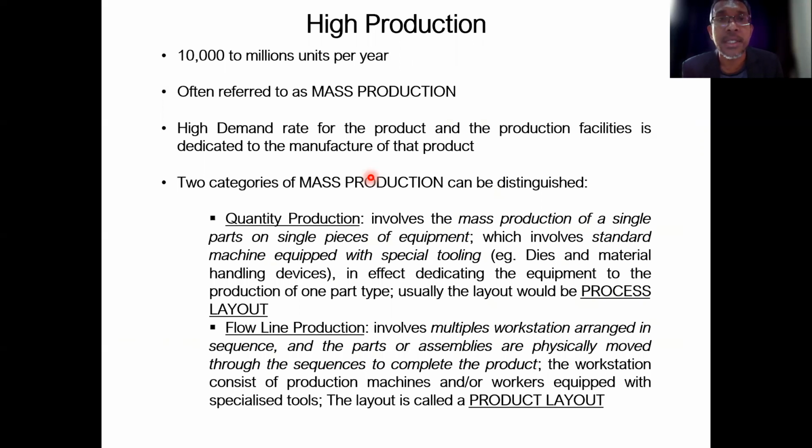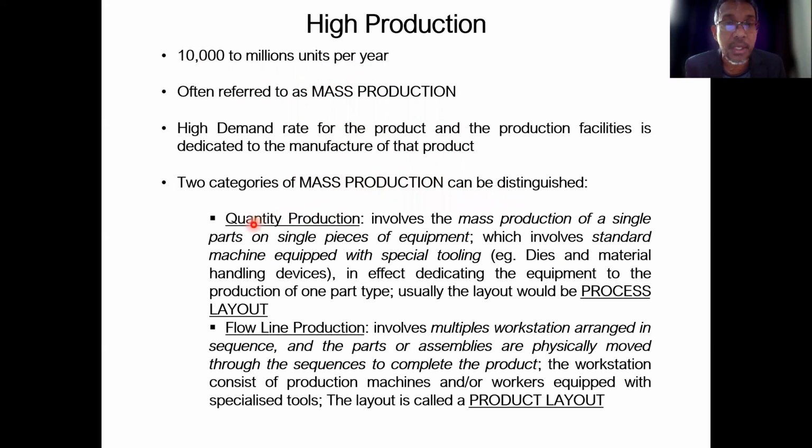So high production, others we call it mass production. This one is up to 10,000, 10,000 up to million, more than 10,000. We call it mass pro. Mass pro is mass production. So there is a high demand rate of the product, and production facilities are dedicated to manufacturing the product. They have two categories to distinguish this mass pro.